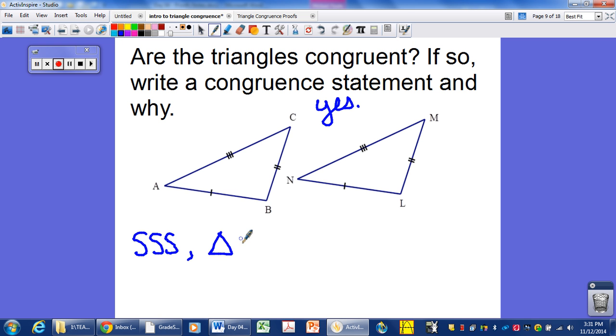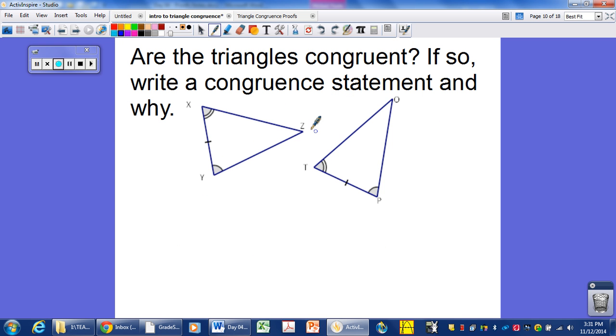And now I have to write a triangle congruence statement. So ABC is the triangle on the left. Now the triangle on the right has to match up with this one. So angle A goes with angle N, angle B goes with angle L, and angle C goes with angle M. So it's really important to match up your second triangle with the way that you wrote your first one. The first triangle doesn't matter, but the second triangle needs to match. Okay, they need to correspond, as they say.